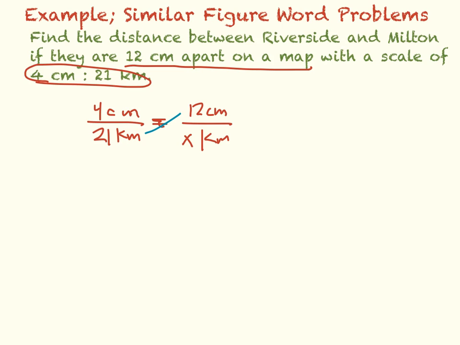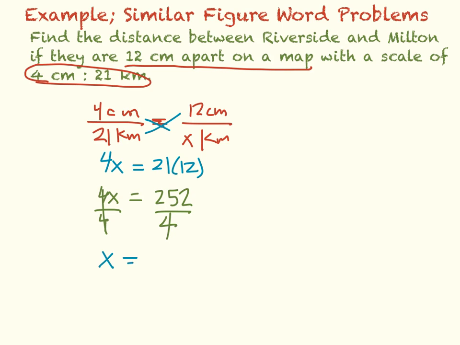So I'm going to do my cross multiply. So I have 4x equals 21 times 12. So 4x equals 252. Then we divide by 4. So x is going to be 63 kilometers. And that would be your final answer.